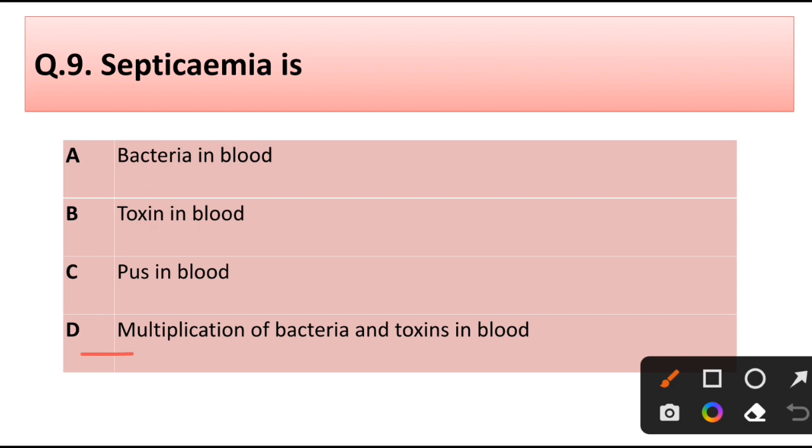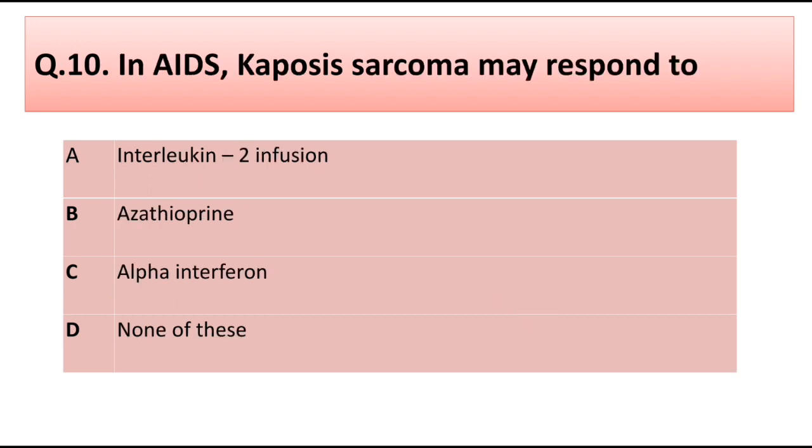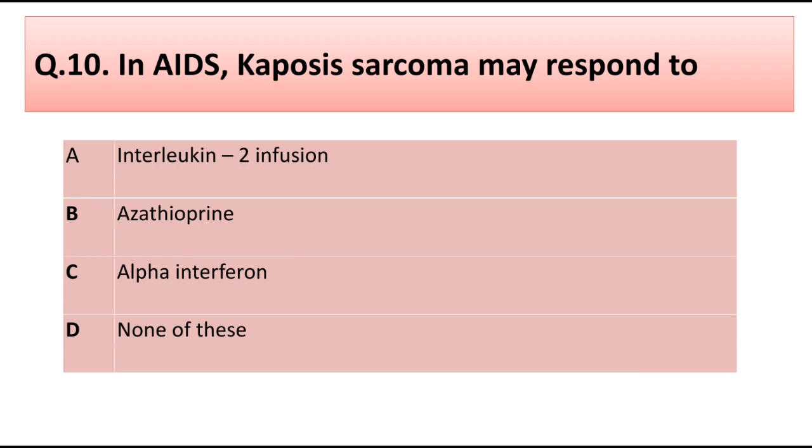Question number 9. Septicemia is bacteria in blood, toxin in blood, pus in blood, multiplication of bacteria and toxin in blood. Correct answer is option D, multiplication of bacteria and toxin in blood. Question number 10. In AIDS, Kaposi sarcoma may respond to interleukin-2 infusion, azathioprine, alpha interferon, none of this. Correct answer is option C, alpha interferon.